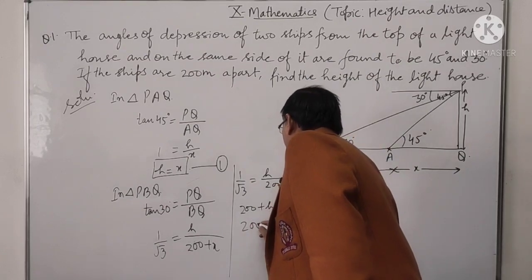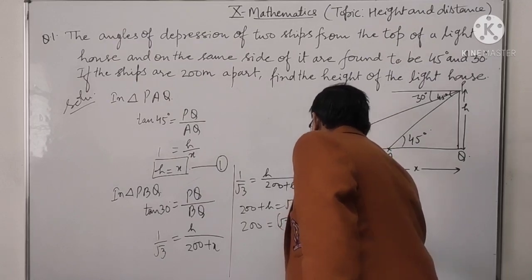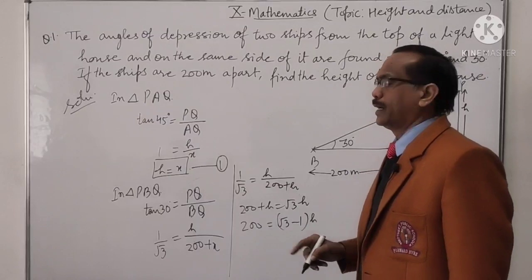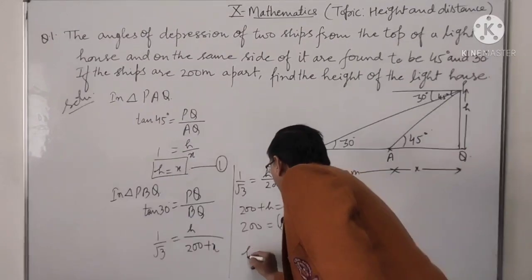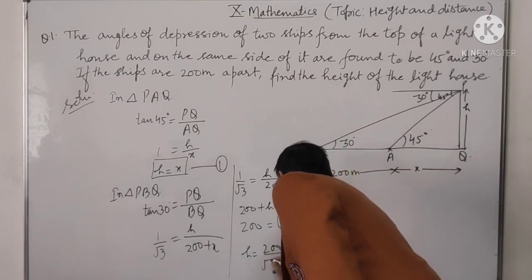Then 200 equals h common, it is root 3 minus 1 into h. Shift it to the right side. Then h equals 200 upon root 3 minus 1.